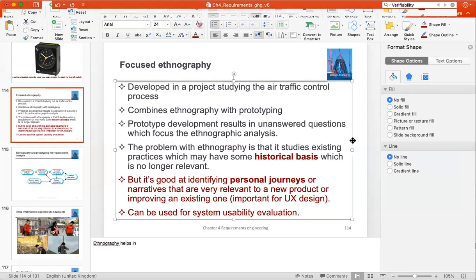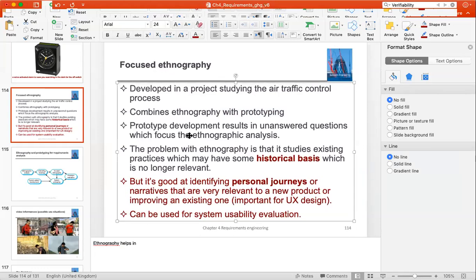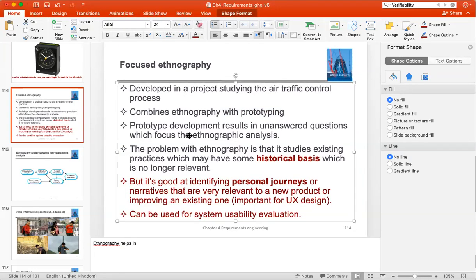So ethnography is not like ethnography at large. You're not analyzing or observing all behavior, but you're focusing on the behaviors that can explain the issues that have been thrown up by the prototype. For example, the prototype might not have an element of co-awareness in the case of air traffic control. So you do some ethnography to find out what kind of co-awareness, mutual awareness of each other's tasks, is needed.